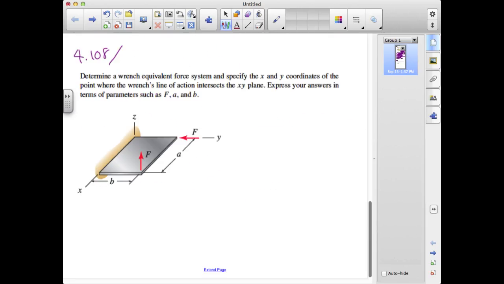Finally, for our last problem, we have a wrench equivalent force system problem written purely in symbolic terms. We'd like to determine the wrench equivalent force system and specify the x and y coordinates of the point where the wrench's line of action intersects the xy plane. Take a few minutes now to try this problem yourself, so pause the video and resume playing when you're ready to see a solution.